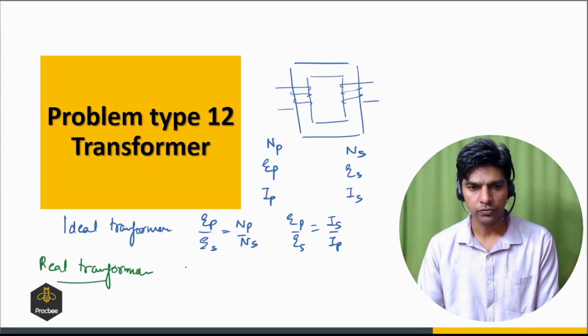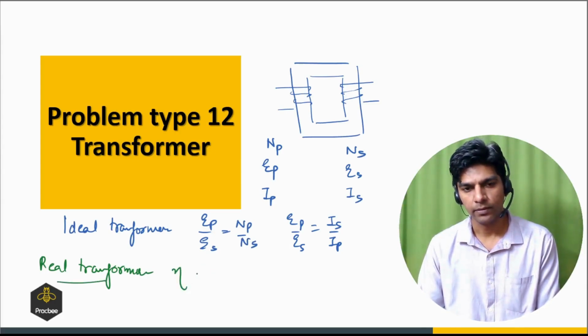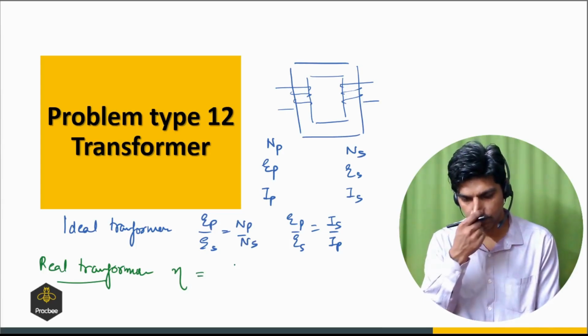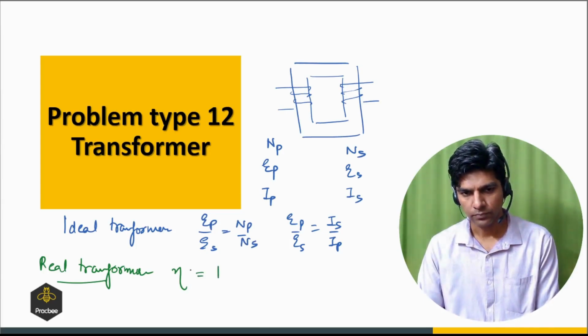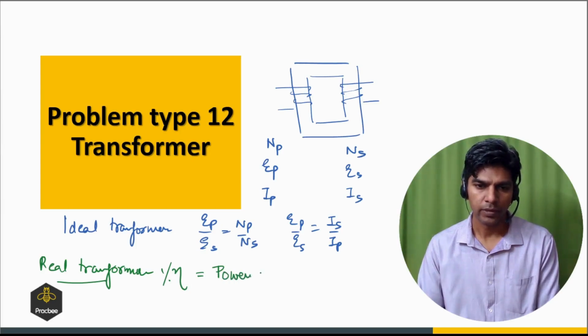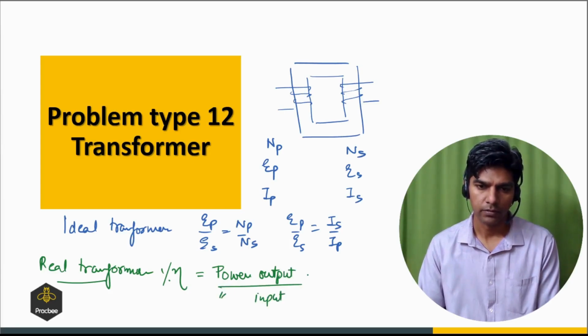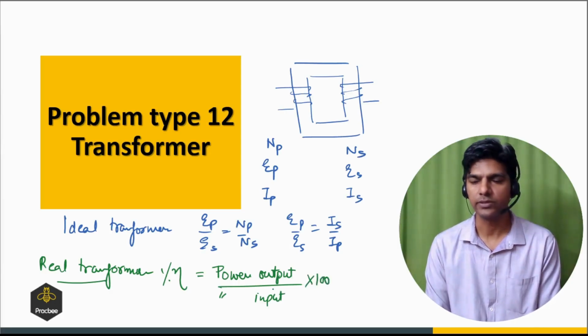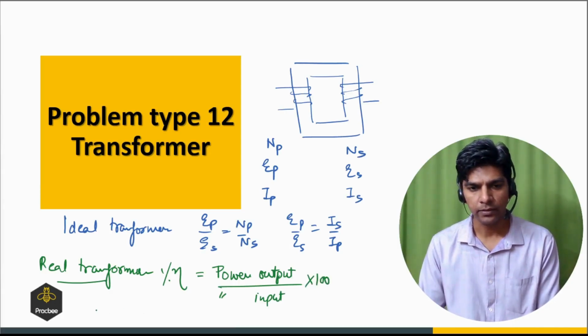in a real transformer there is an efficiency term, which is defined as: percentage efficiency will be power output upon power input times 100, right? So that is the percentage efficiency. And we can say power output is power input minus losses in the power, right?